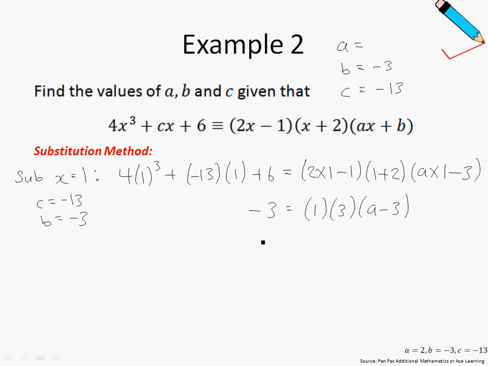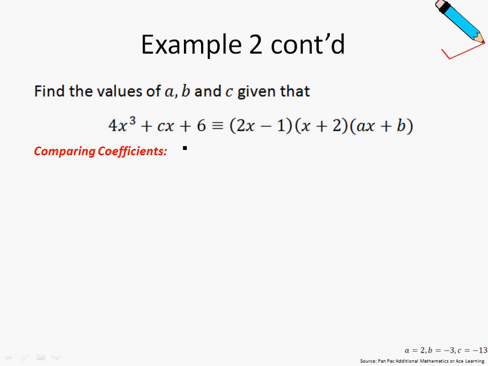Okay, let us expand this out a little bit more. So this is 3A minus 9, and shifting the 9 over to the left, we will have this, and so A is just 2. Okay, so just to conclude, over here we have A is 2, B is negative 3, and C is negative 13. Okay, and that's all for the substitution method. Let us move on to explore the comparing coefficients method.